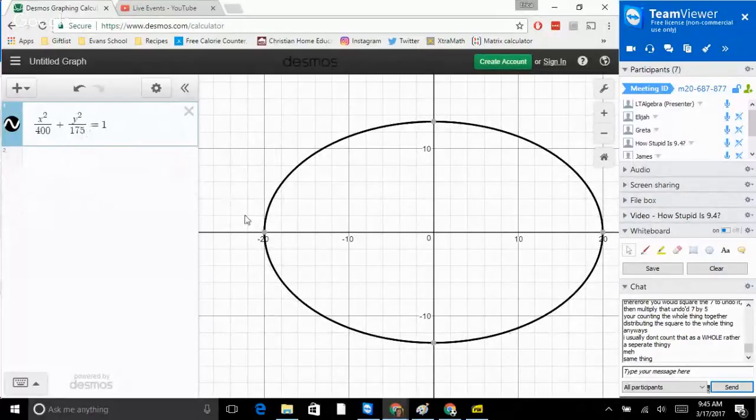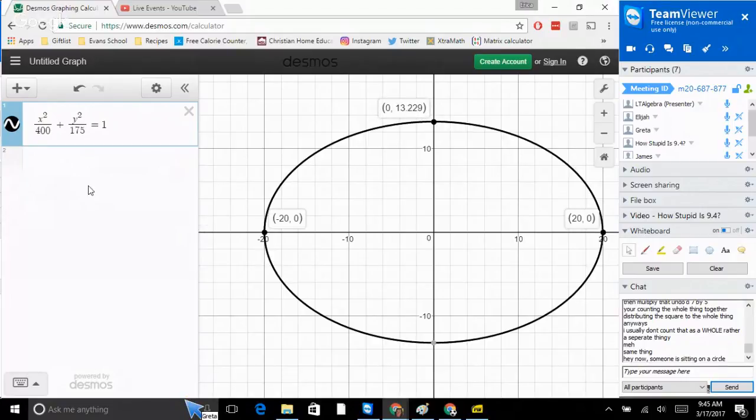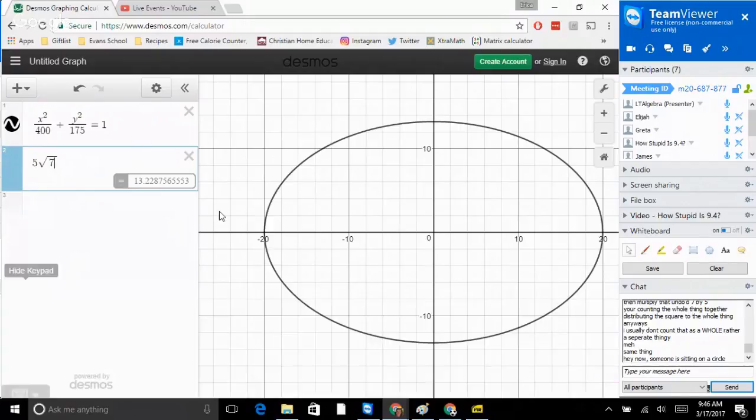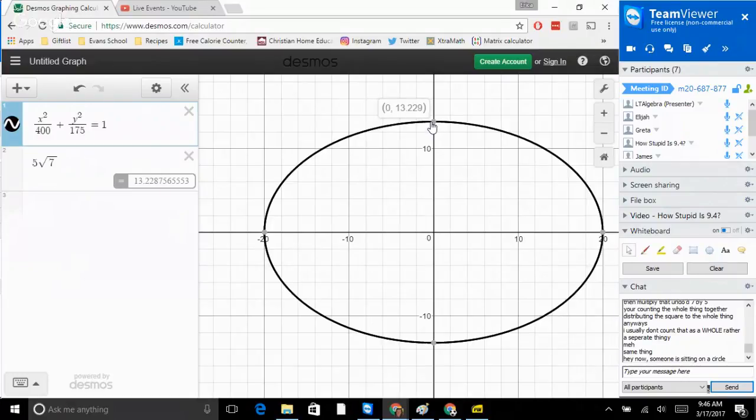Okay, so our vertices are at negative 20 and 20. All right, our foci are at 15. And then our co-vertices were at 5 times the square root of 7. So I don't even know what 5 times the square root of 7 is, so let's just do that really fast. 5 times the square root of 7 is 13.2. So our co-vertices are at basically 13.2.